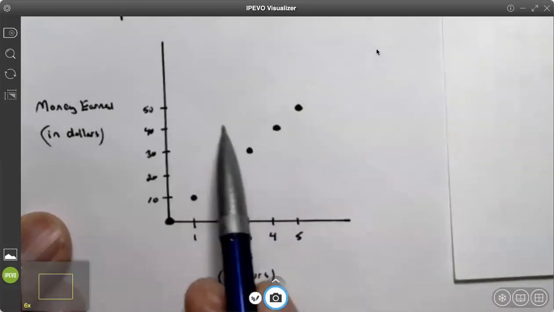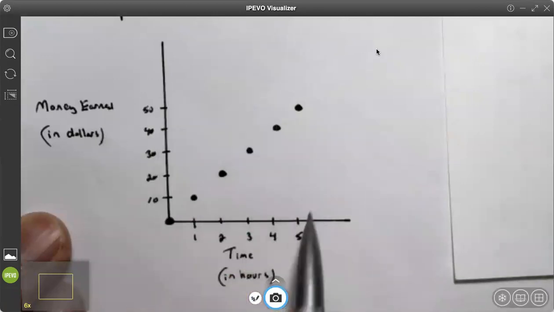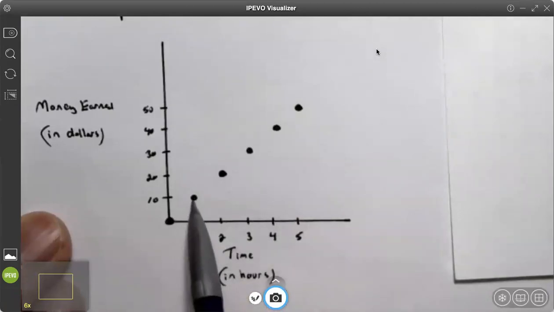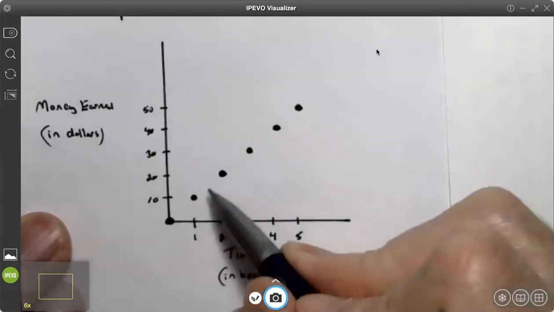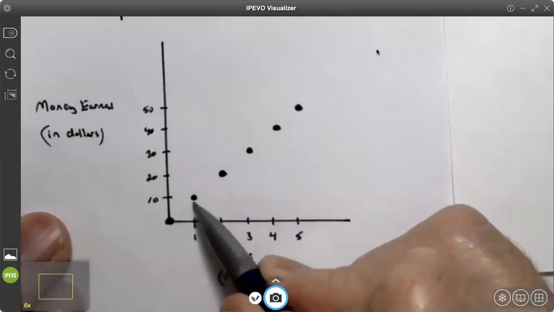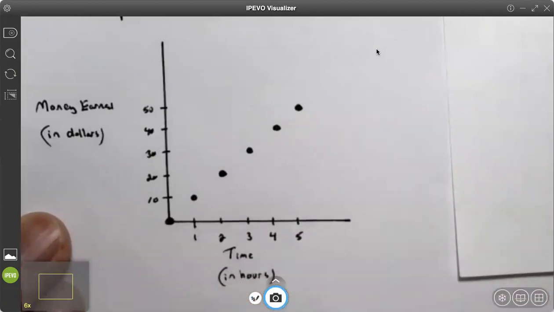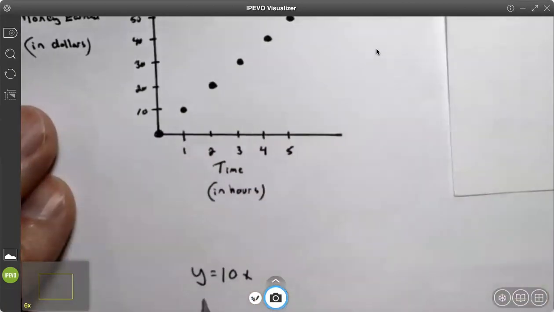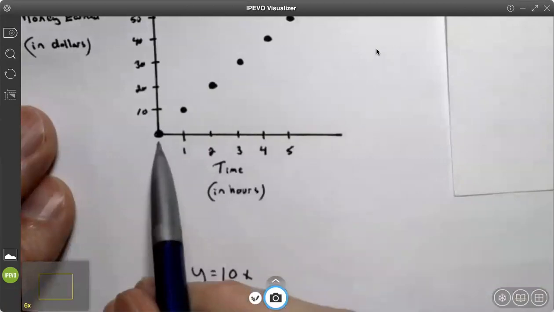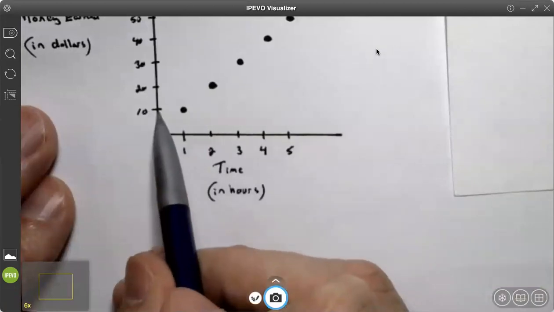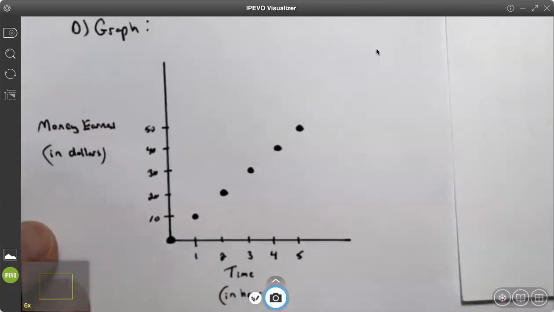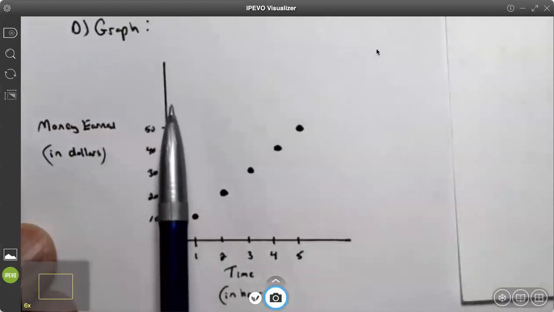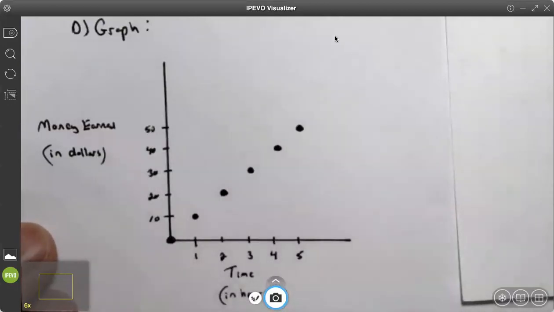Your y values depend on your x values. How much money you earn depends on how much time you work. If I plug in 0, 0, 1, 10, 2, 20, 3, 30, 4, 40, 5, 50, I have created a graph. I can connect those, have a linear equation, and I basically just graphed y equals 10x. My y-intercept is 0. My slope is 10. Rise 10, run 1. That's what a graph would look like. Again, it passes the vertical line test. So again, this one is a function.